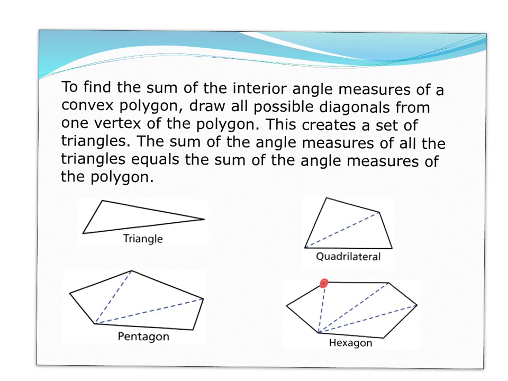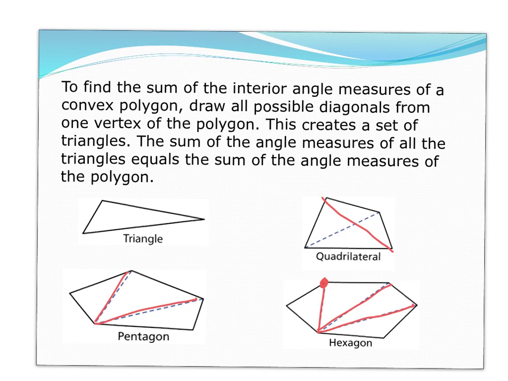So there are the number of sides minus 2 for those 2 vertices. But from a single vertex, the hexagon, which has 6 sides, has 3 diagonals. The pentagon has 2 diagonals. So if you're doing it from one single vertex, then it's the number of sides minus 3 that tells you how many diagonals you can get.